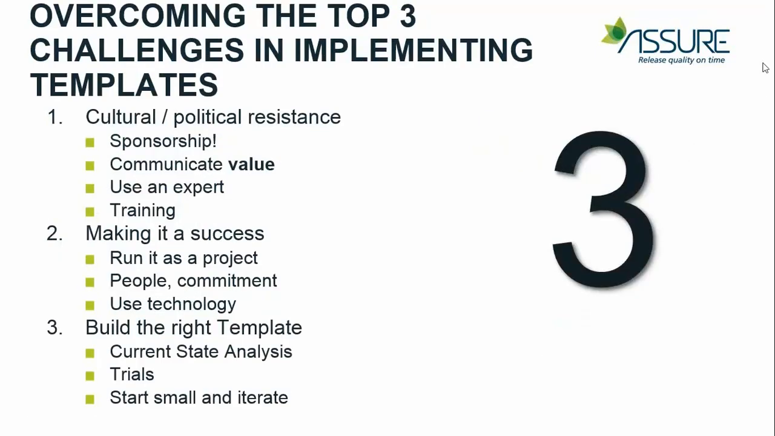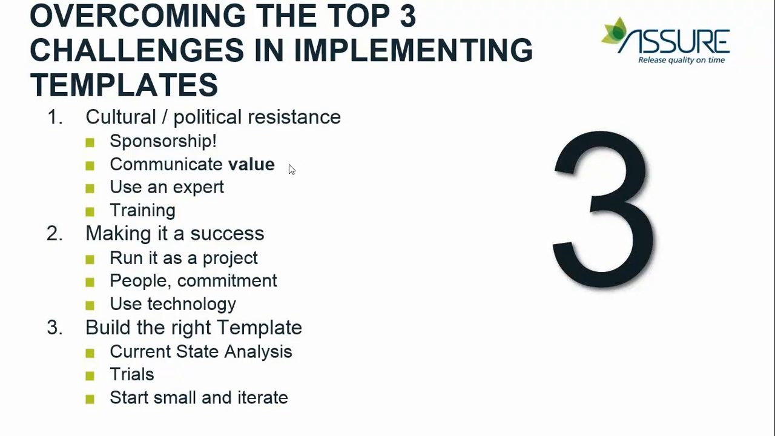Right, I think this is my final slide, and then we're going to go to the Q&A. So the three top challenges in implementing templates: the cultural or political resistance. You'll probably run into these. So make sure you have sponsorship. Make sure you have management sponsorship. You have the buy-in from management. You have the reasons why you're building the template. That really helps get you across that political resistance.